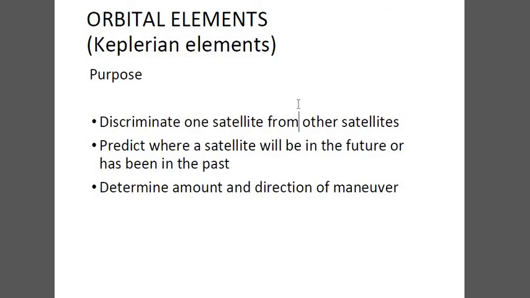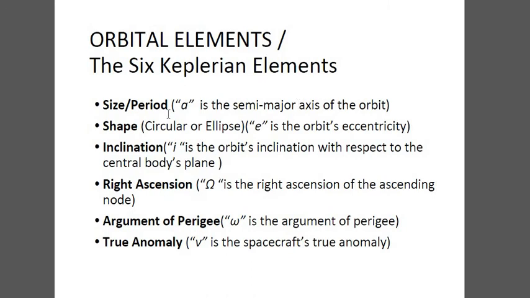So the orbital elements that we are going to see are these 6. These are the 6 Keplerian elements. First one is size or the period, which is denoted by A, the semi-major axis of the orbit. These are the 6 elements. I'll explain them clearly.